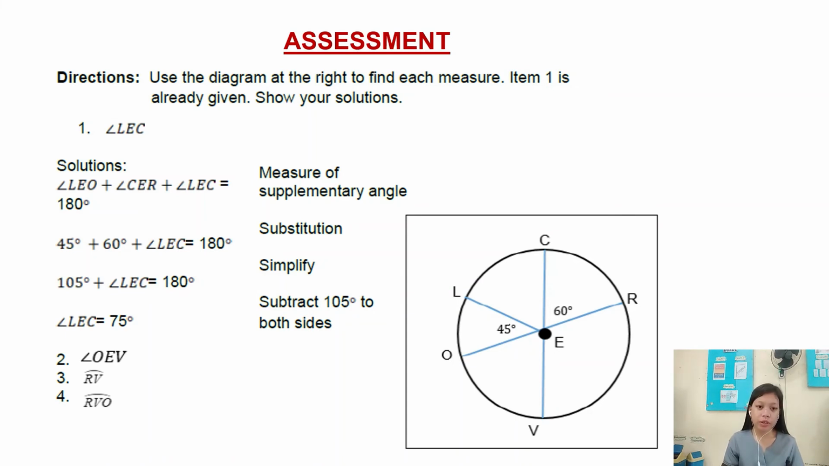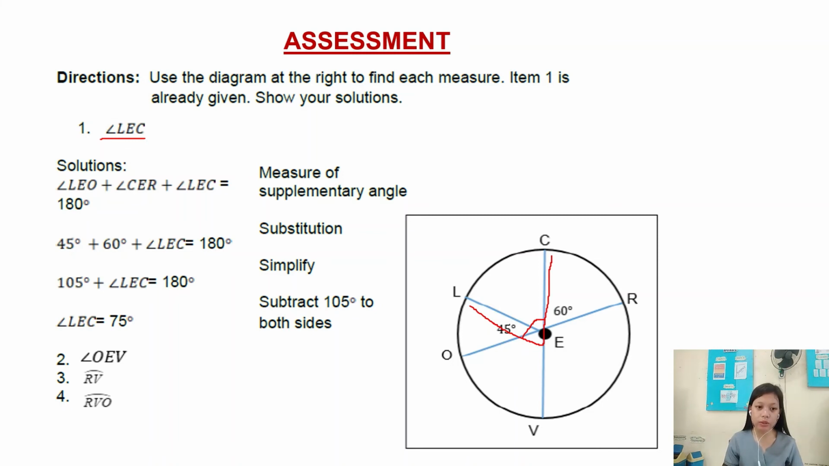Here we have the assessment. Use the diagram at the right to find each measure. Item 1 is already given. Show your solution. Number 1 is angle LEC. We have to find the value of angle LEC. Here is the solution.